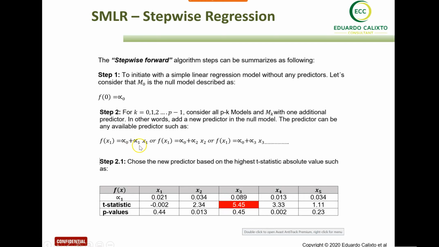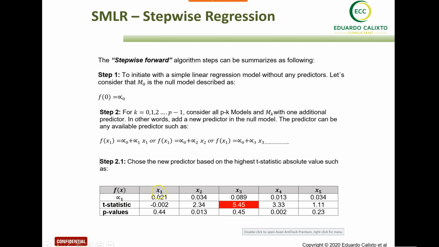So in the first step, we add only one. We have different options. We can add, for example, x1, we can add x2, x3, and so on. What we're going to do is calculate the t-statistic and p-value for each one of these possibilities, and get for each one of them, as we see here, x1, x2, x3, x4, x5.